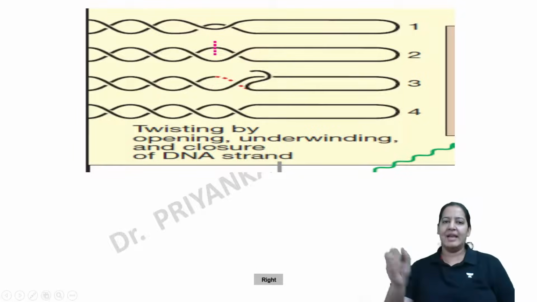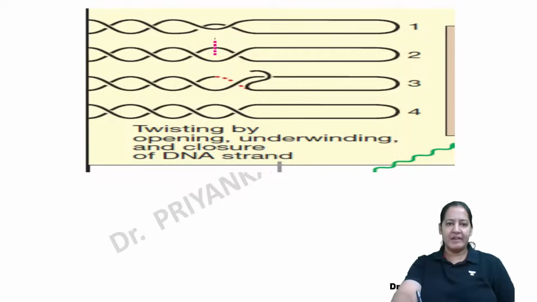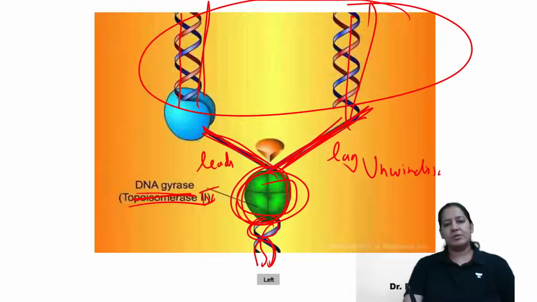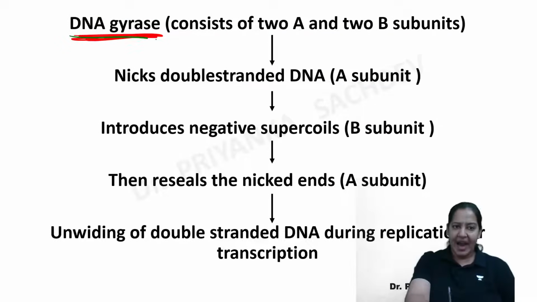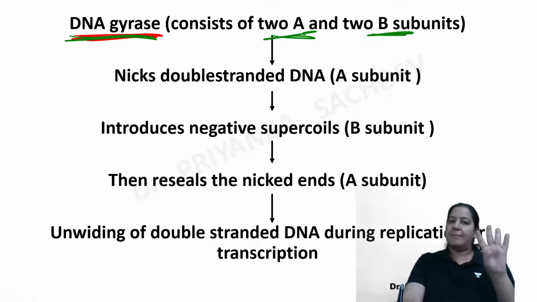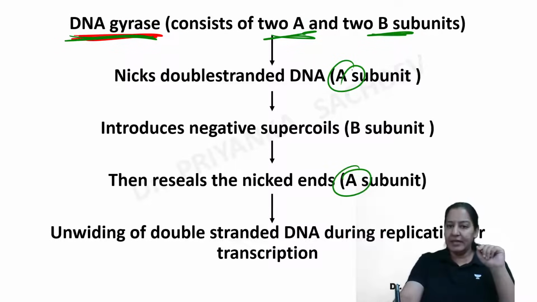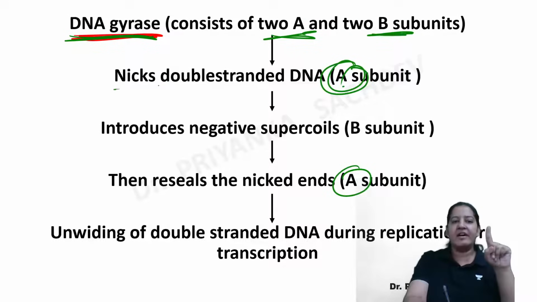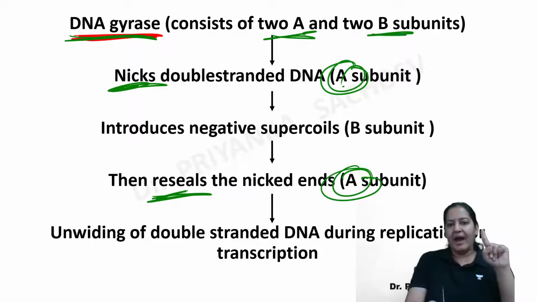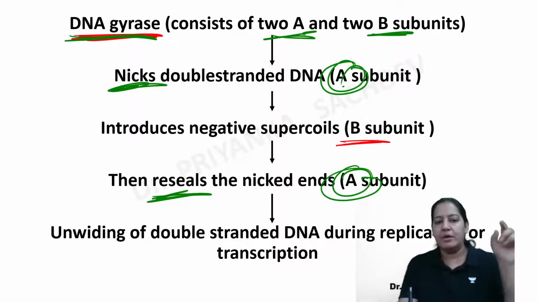Everyone. So can you see here cutting and sealing is shown. First B is coming, giving a cut here. Then A is coming, giving negative coil. And then B is coming and doing the resealing again. So that is the thing. So DNA gyrase has two units, unit A and unit B. Okay, मैंने उल्टा बोला. I am sorry for my mistake. It is the unit A which is doing cutting and sealing. First it is coming, giving a cut. Right? And it is the unit A again sealing. Right? And unit B is the main unit.